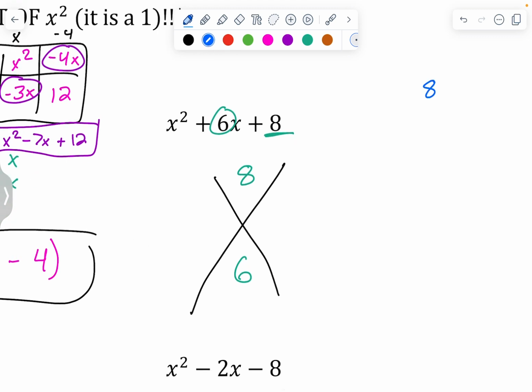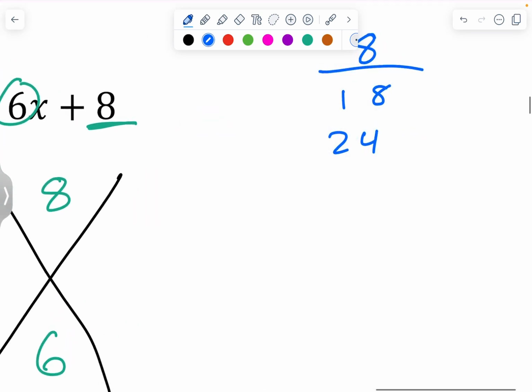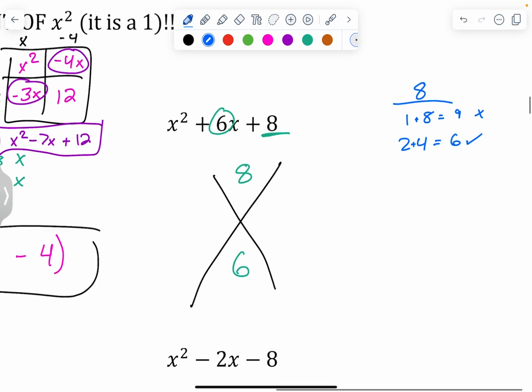So thinking about my factors of 8, it's 1 and 8, 2 and 4. 1 plus 8 is equal to 9, so not that one. 2 plus 4 gets us 6. There we go. So our factors are 2 and 4. So I write out my 2 factors, x plus 2, because it's positive, and x plus 4.